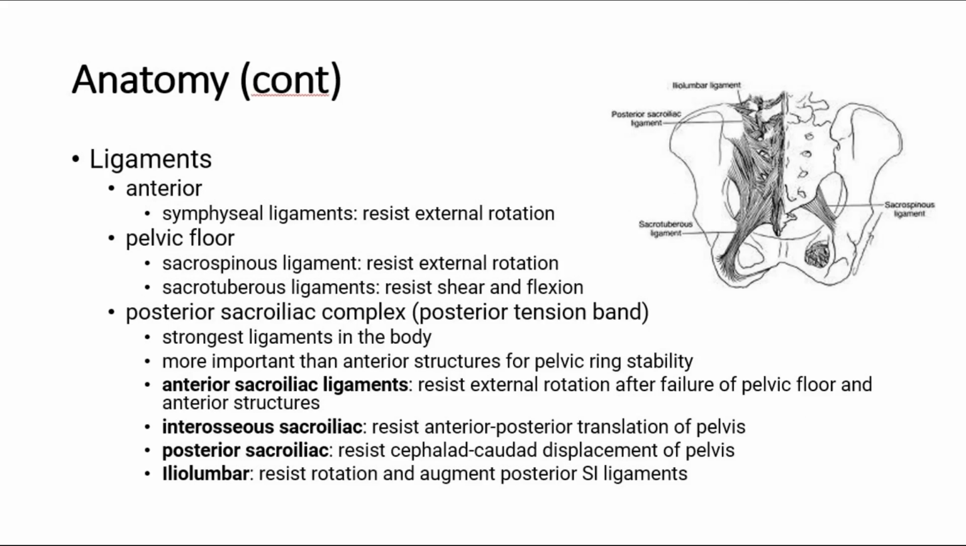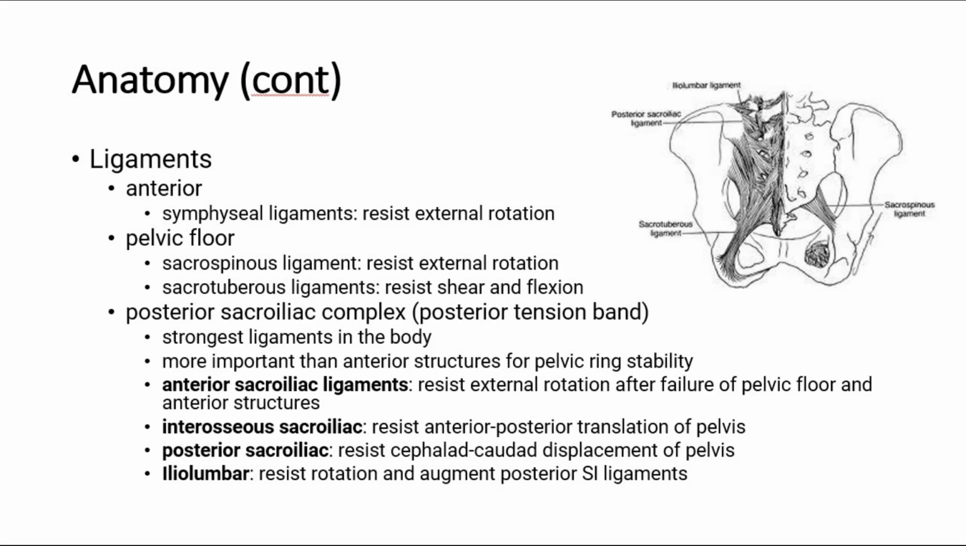There are many associated ligaments nearby. Anteriorly there is the symphyseal ligament, to resist external rotation. At the pelvic floor, there is the sacrospinous ligament to resist external rotation, and sacrotuberous ligaments to resist shear and flexion. The posterior sacroiliac complex is the strongest ligaments in the body, and is more important than anterior structures for pelvic ring stability. Anterior sacroiliac ligaments resist external rotation after failure of pelvic floor and anterior structures.